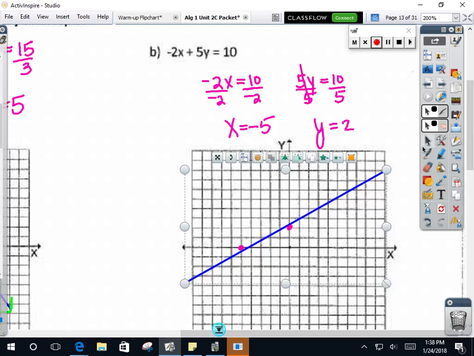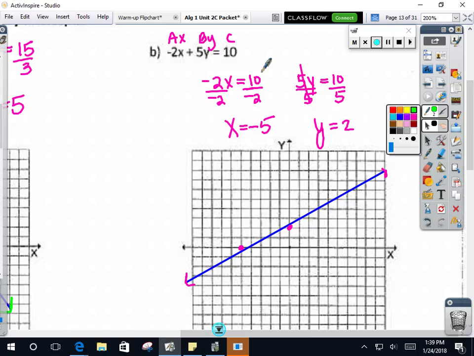Yes? It works for the ones that are in standard form, ax plus by equals c. Otherwise, you should just do those in y equals mx plus b form. Because in standard form, it's ax, by, and then c. So your x, then your y, and then equals c. If it's already in that form, you can do it this way. Okay, let me show you.